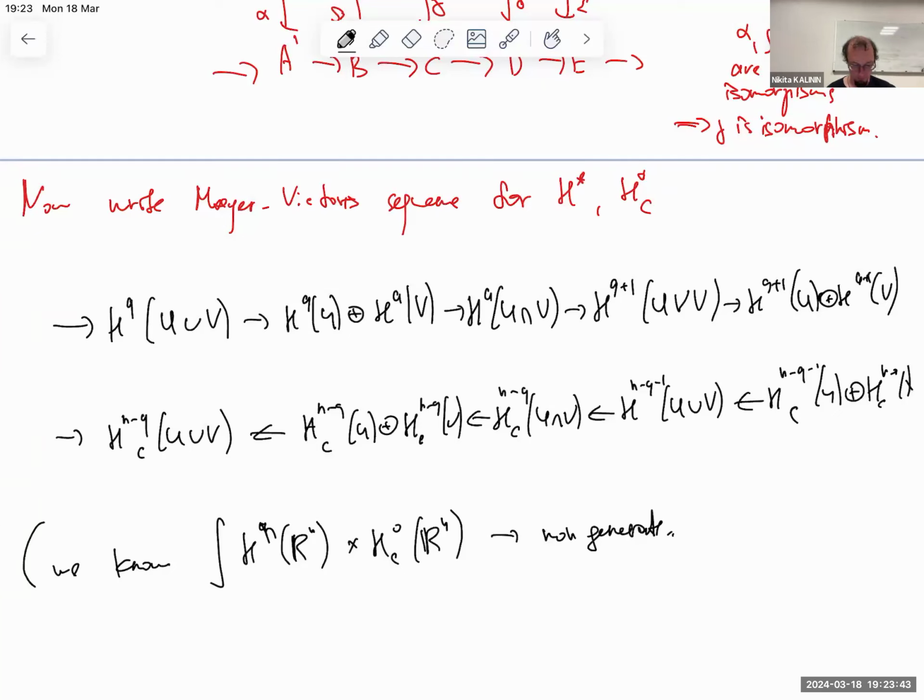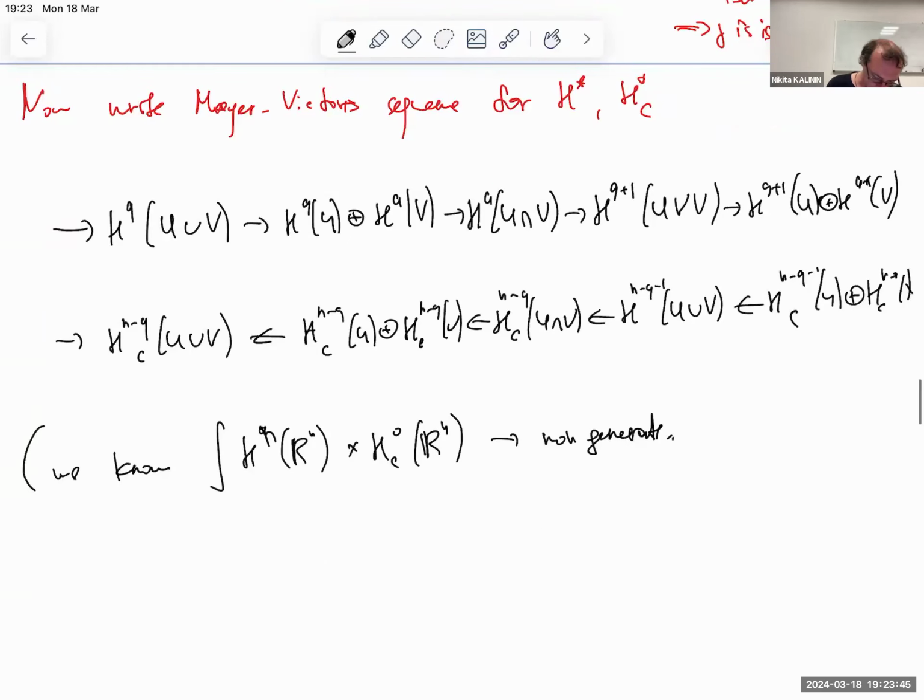Okay, so let's see what we can do. You want to have here the pairing, which sends it to the integral over U and V. And the same is here. So everywhere we have this pairing given by the integral.